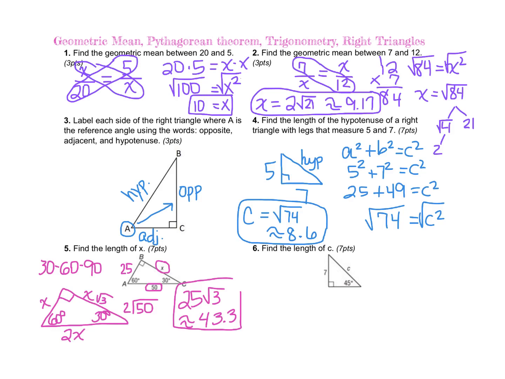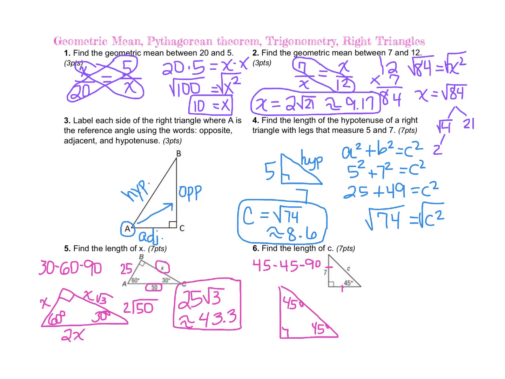And number 6 says find the length of C. So this is another one that's similar to the one that we just did. It's a special right triangle. So if you would look up 45, 45, 90, realize that this is an isosceles right triangle. So what that means is both sides right here are equal to each other. And let me go ahead and draw a picture of the 45, 45, 90 special right triangle and the information that we know from it.